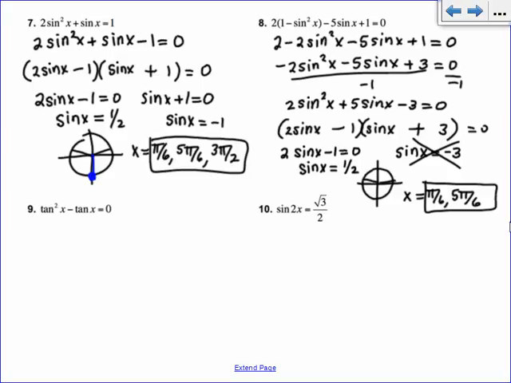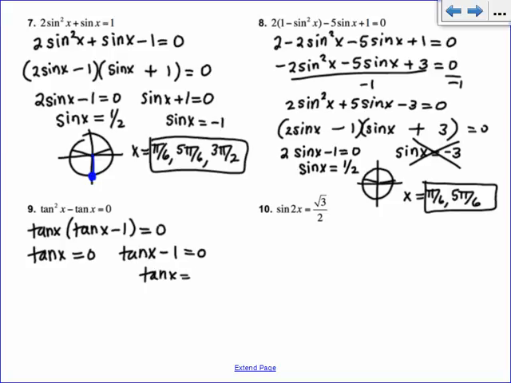All right, so number 9. Pull out a tangent of x, and then set each piece equal to 0. You cannot sit still at all, can you? Struggling, throwing pens around. All right, so I get tangent of x equals 1 and tangent of x equals 0.